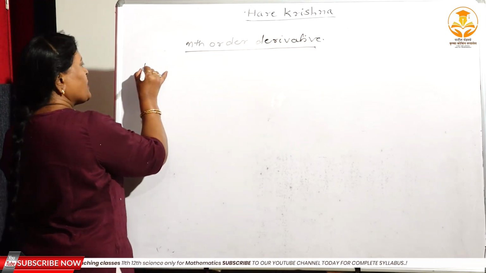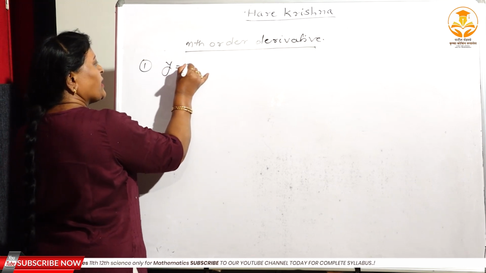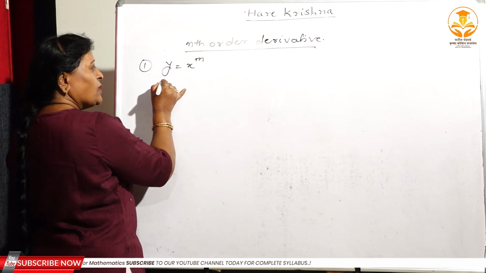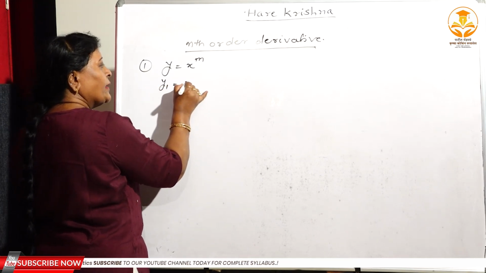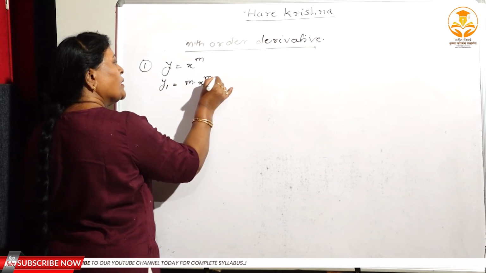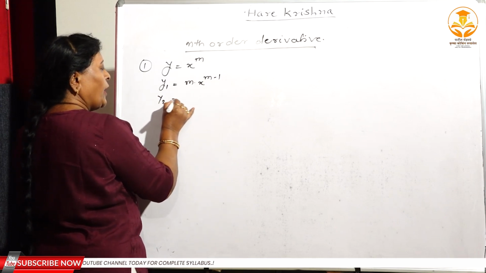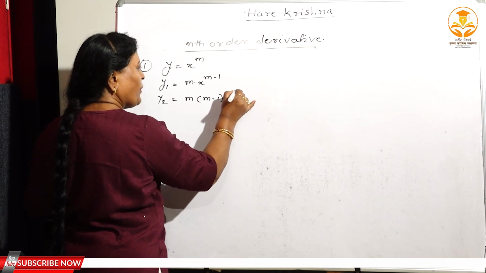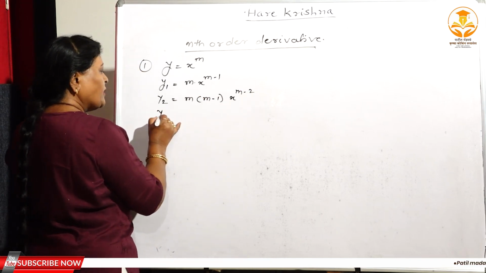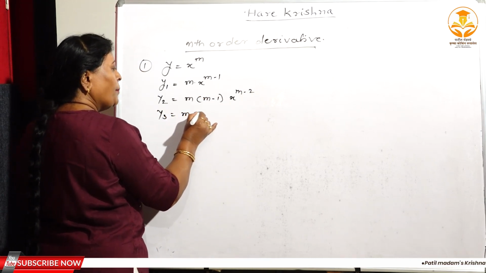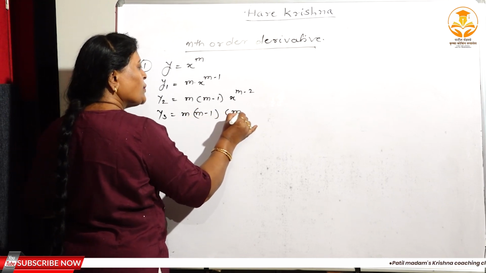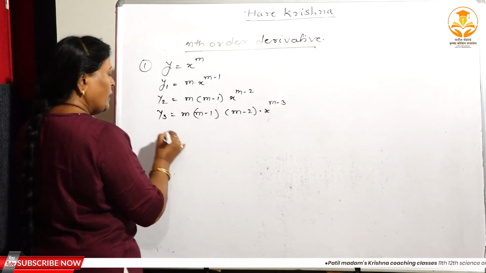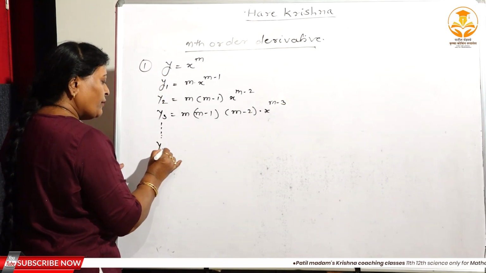I will take the first example, that is y is equal to x raised to m. See, there are three cases. Suppose I write y1, that is m into x to the power m minus 1. y2, again m minus 1, x to the power m minus 2. Again y3, m minus 1, m minus 2, x to the power m minus 3. In this way you can find yn.